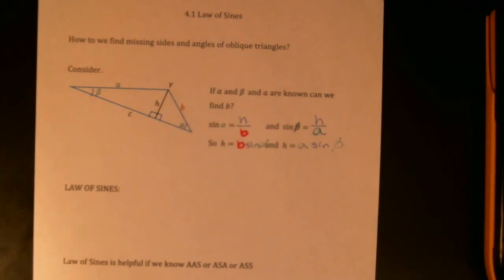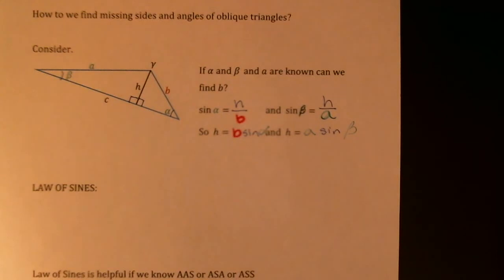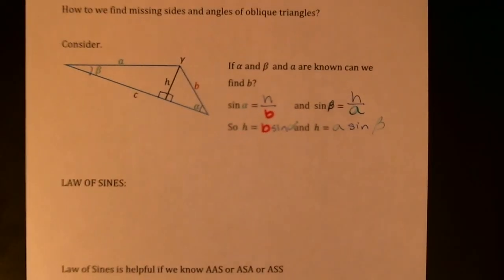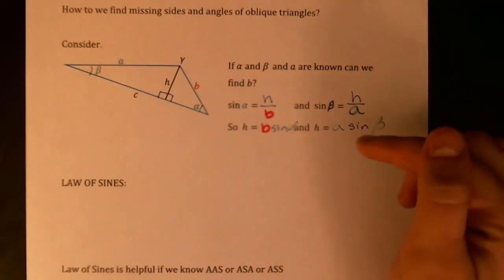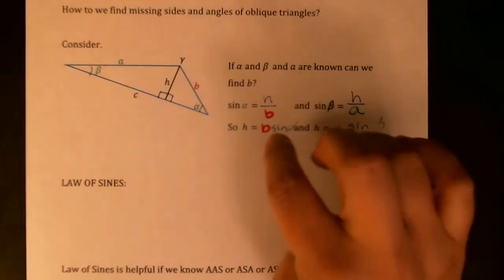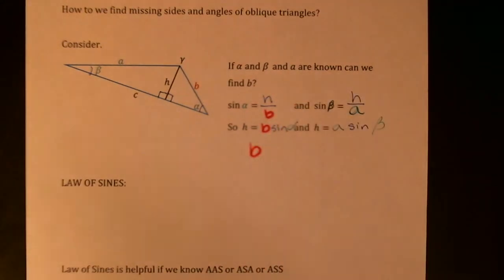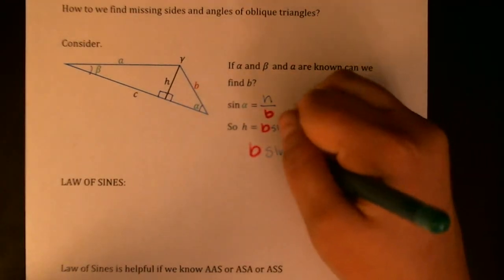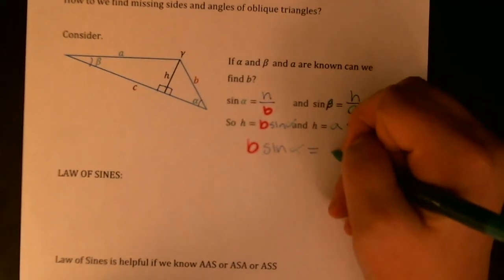Okay, so we get these two statements. Sorry, that looks a little hard to read, let me zoom in for you. There you go. Each one of them is an h equals. So if h is equal to b times sine alpha and it's also equal to a times sine beta, then these two things have to be equal to each other. So we can conclude that b times sine of alpha is equal to a times sine of beta.